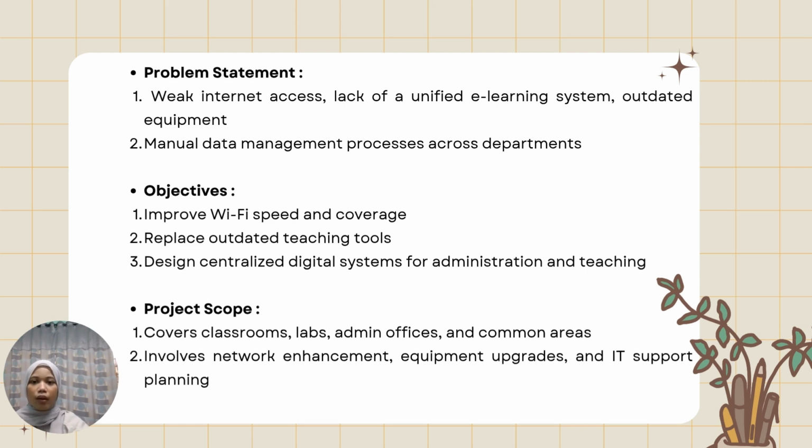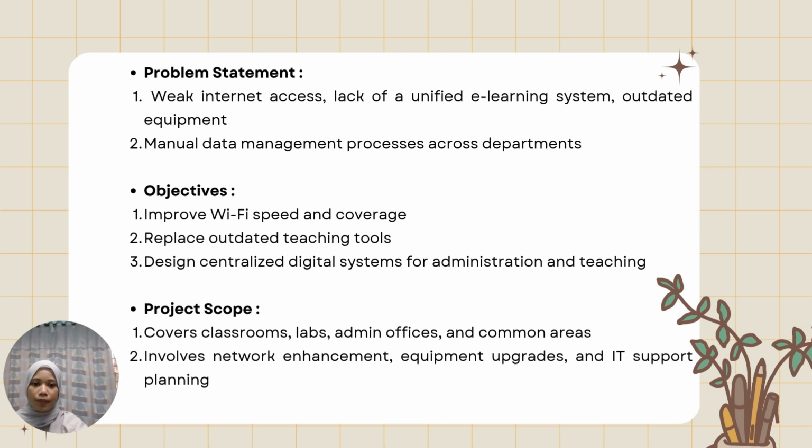Now let's talk about our objective, what we aim to achieve in this project. There are three main objectives for this project. Number one is improve Wi-Fi speed and coverage. We want to upgrade the school Wi-Fi system to make sure there is fast and stable internet in all areas of the campus.